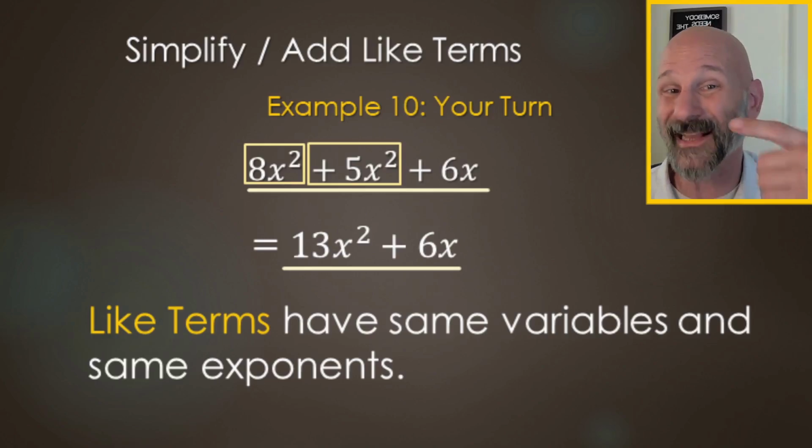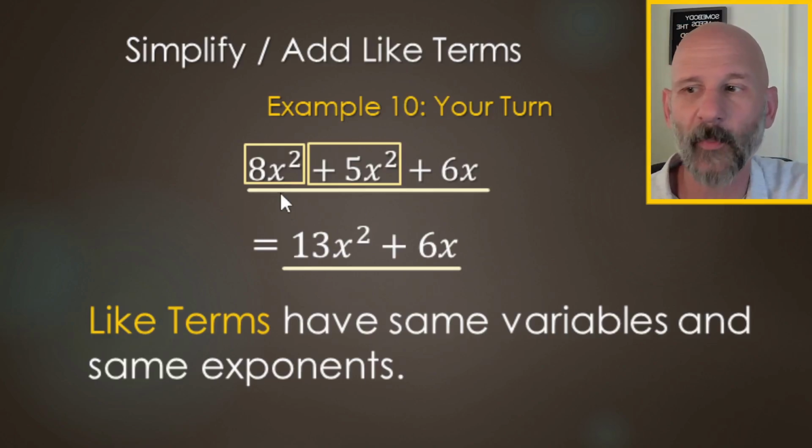Remember, same variables and same exponents. Some people will try and make this a 64 and this a 25. No. The square only goes with the x, and so we're thinking add like terms, not doing a bunch of squaring.